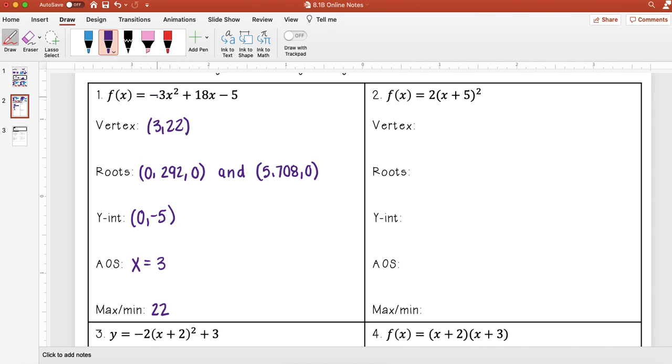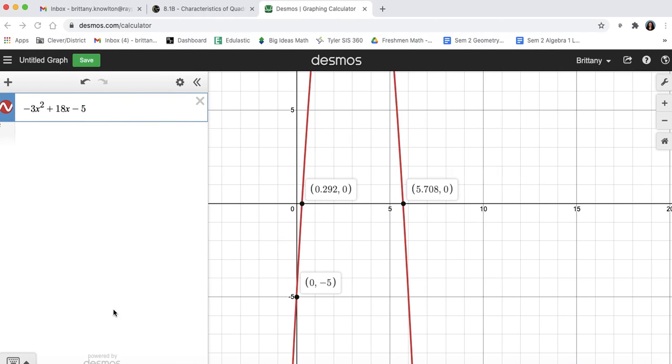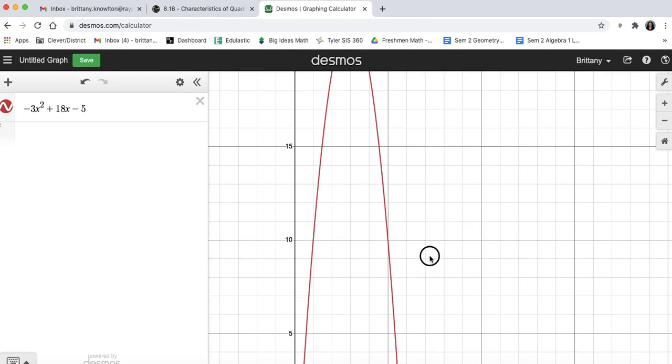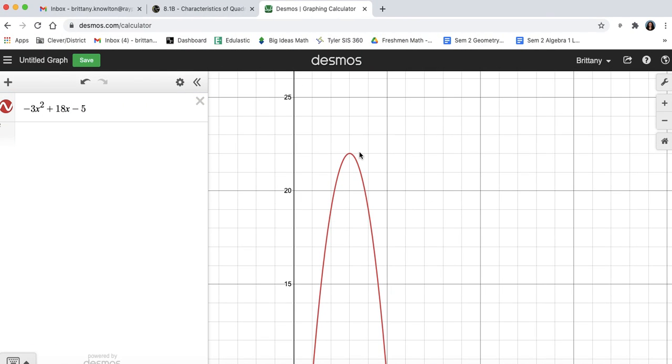And here, since my a is negative, it's less than 0, that means I'm going to have a maximum value. You can also see that from this graph because it's opening down. And so I see the highest point it gets is at 22. So it's maxing out at 22.